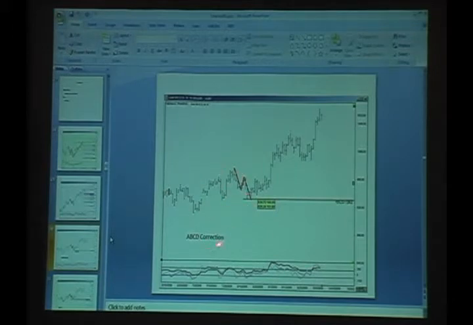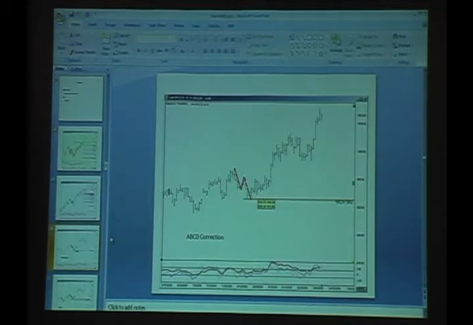This is called an ABCD correction. Now, why is it ABCD? Because you have point A, point B, point C, point D. Okay? You're trying to project for point D, where point D is to find your support in a support ABCD correction. This is gold, by the way. And obviously that worked out pretty well, too. There's another one up here that worked out pretty well.